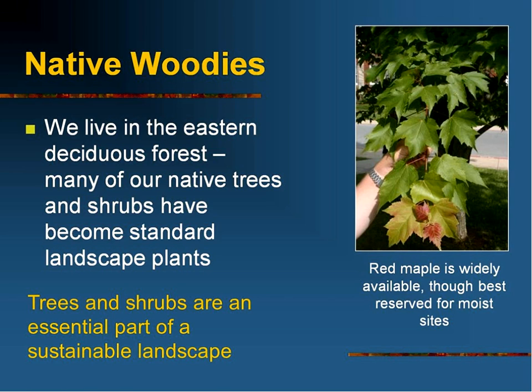So trees and shrubs are a real essential part of a sustainable landscape. But you still have to go with right plant, right place. So red maple, very popular tree for shade tree, often planted as a street tree, but that's probably not the best place for it because red maple really needs moisture to do well, and we see a lot of red maple street trees failing because of gloomy scale. So stick with the right plant for the right place.